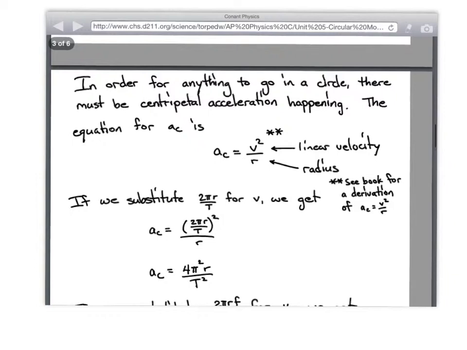Raise your hand if you remember that one. Memorize it. If you don't have it memorized, memorize it. And for those in regular last year, memorize this. All right. 4 pi squared r over t squared.